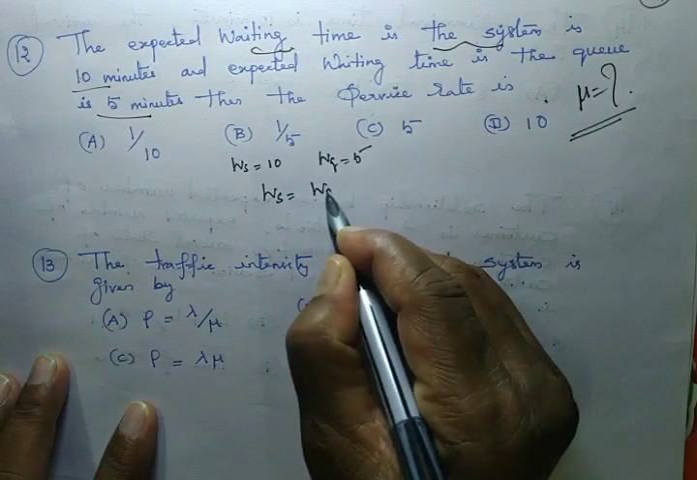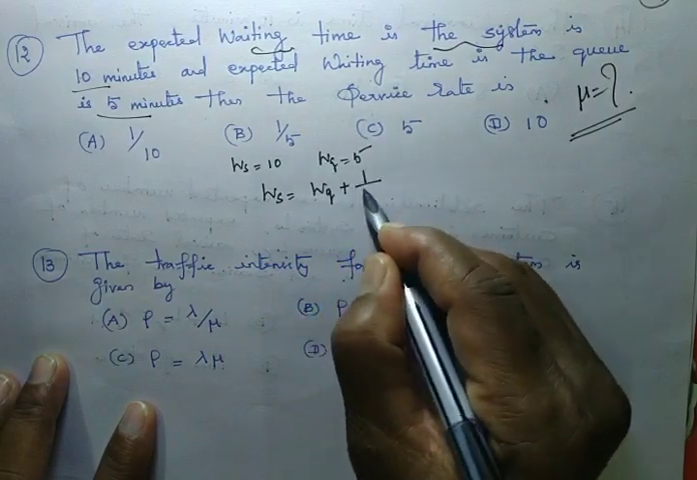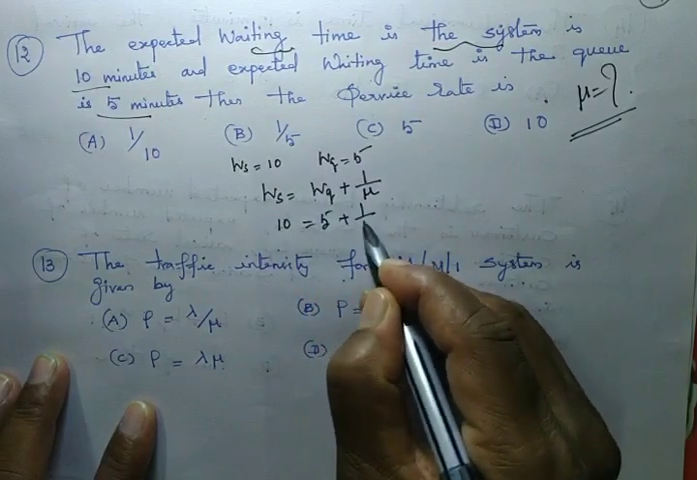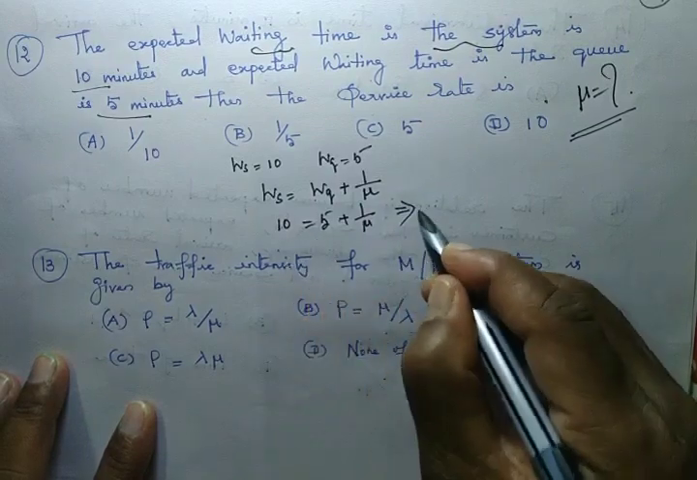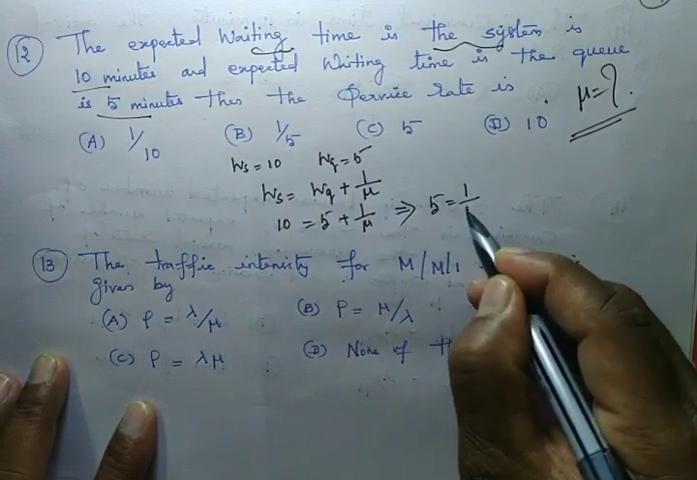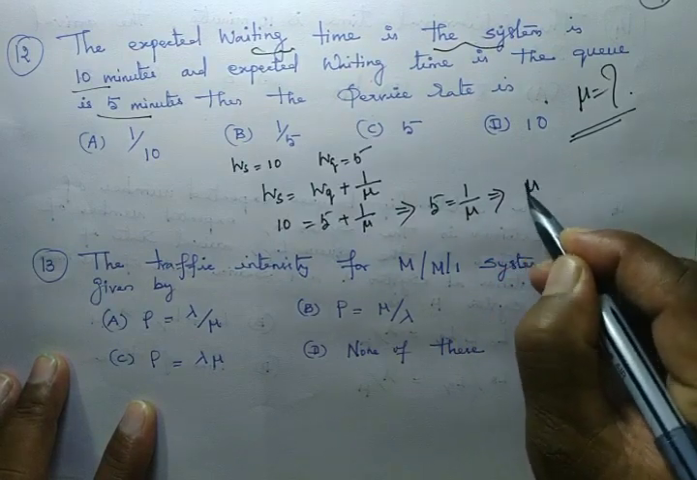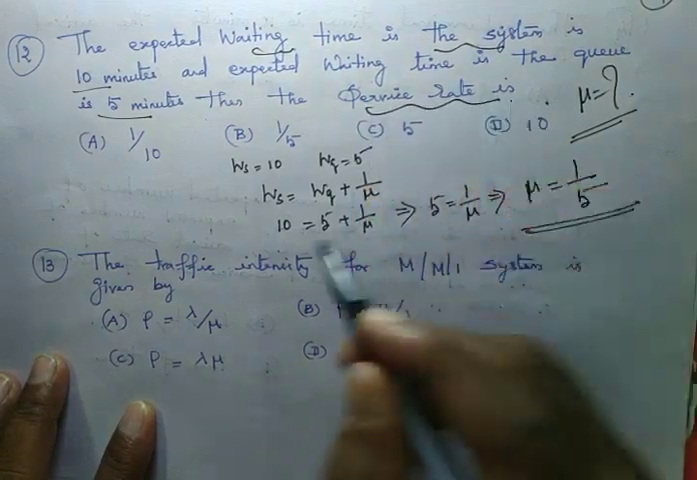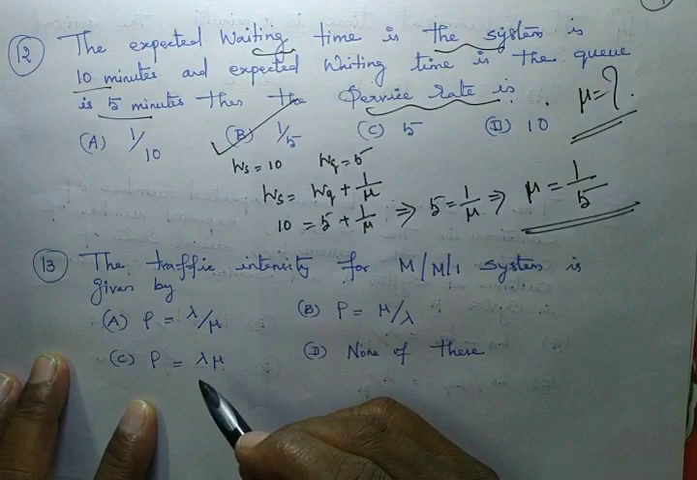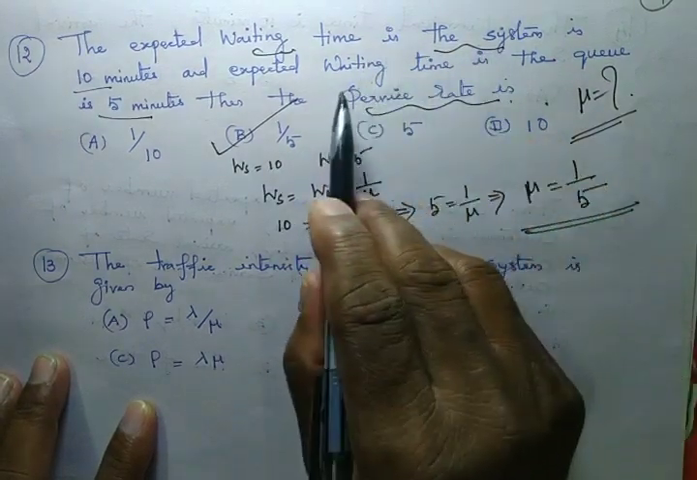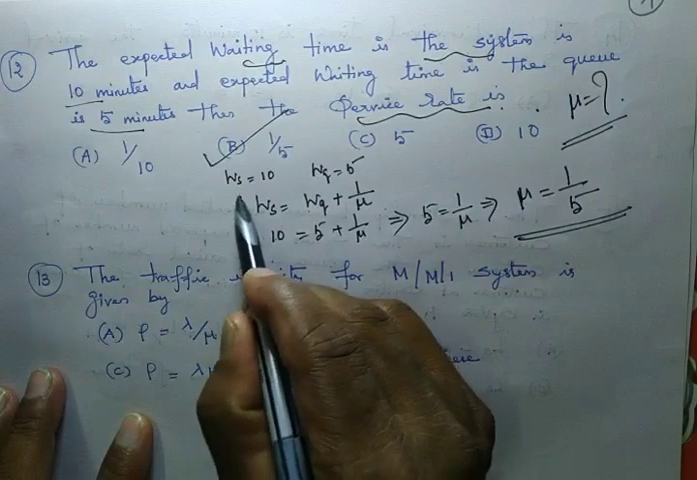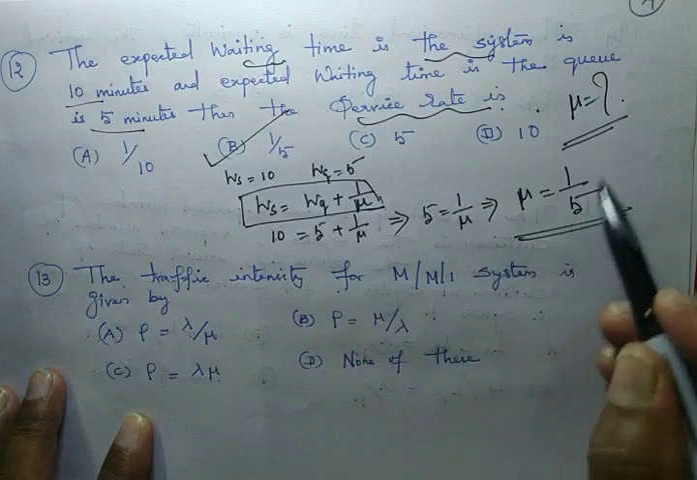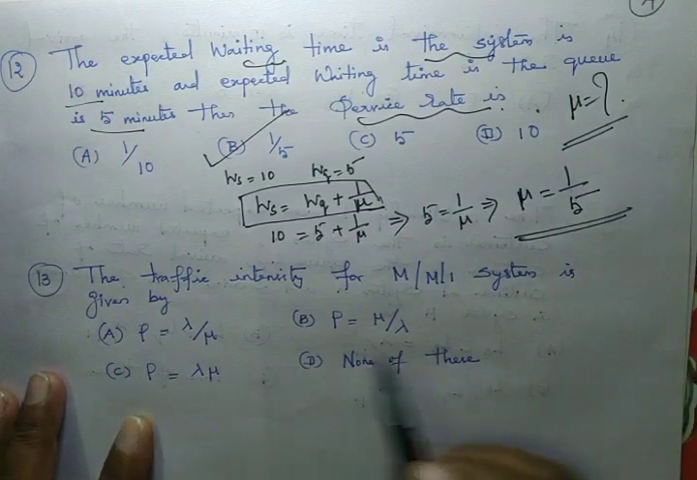You are going to use that simple formula here: WS equals WQ plus 1 by mu. Here WS value is 10, so 10 equals 5 plus 1 by mu. This implies 10 minus 5 becomes 5, so 5 equals 1 by mu. This implies mu equals 1 by 5. Therefore the service rate is 1 by 5. If the waiting time in the system and the waiting time in the queue are given, then by using this relation, WS equals WQ plus 1 by mu, you can find the service rate of the system.